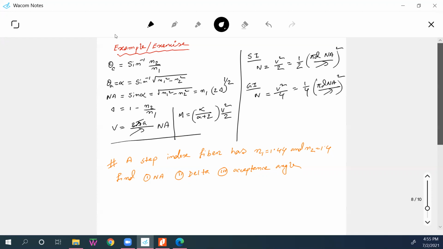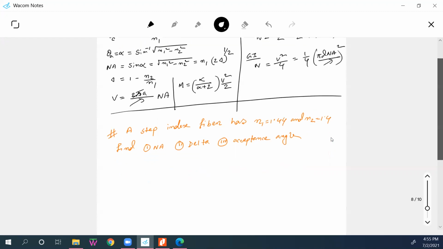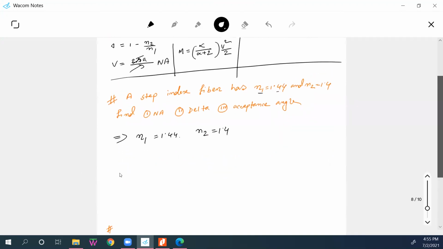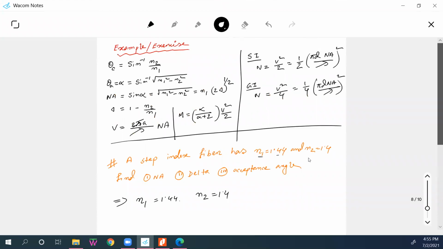Okay, these are overall all the formulas we found today. Now here I wrote an example. Let's see. A step index fiber has n1 equal to 1.44 and n2 equal to 1.4. Find the numerical aperture. So can you find the numerical aperture? We know n1 and n2, so we can find the numerical aperture. What is delta? We know delta, if you know n2 and n1. Okay. What is the acceptance angle?